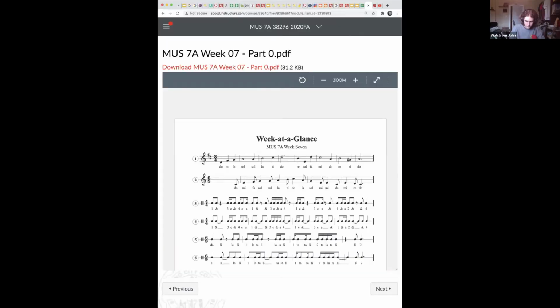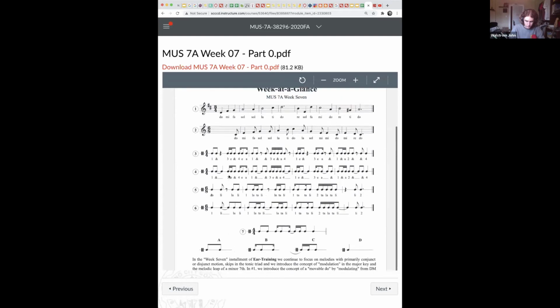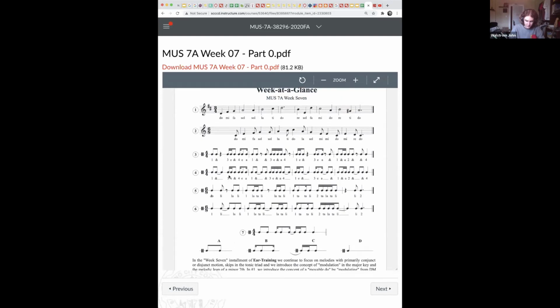I'm going to share my screen with you, show you week 7 at a glance sheet. We are going to sing this first one. What can you tell me about number 1? It's in 3/4. 3/4 time signature. Good. What else? D major. Got an accidental. Looks like in the last measure.